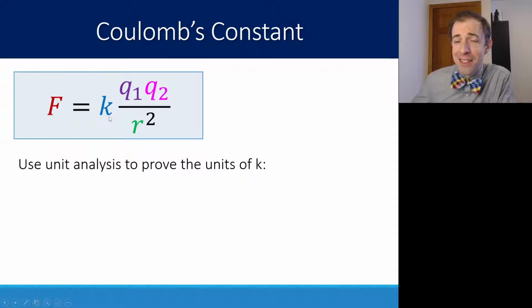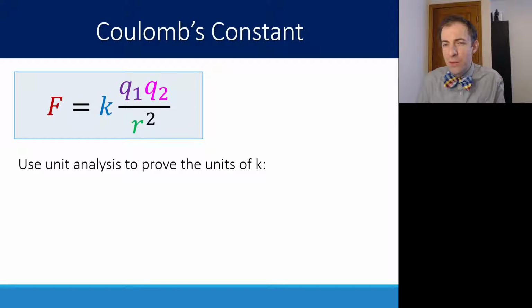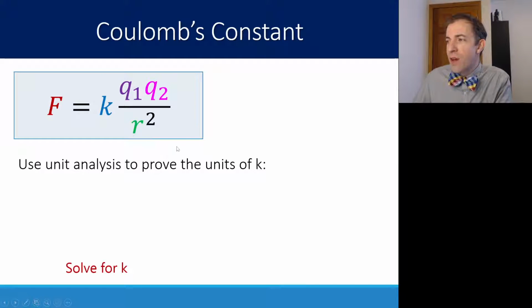This is actually a constant. We call this Coulomb's constant. And Coulomb's constant has kind of weird units, and we can prove those units because we know the units of everything else. So this is a good example to practice our unit analysis with. First, we can solve this whole thing for k if we wanted to find the units of k.